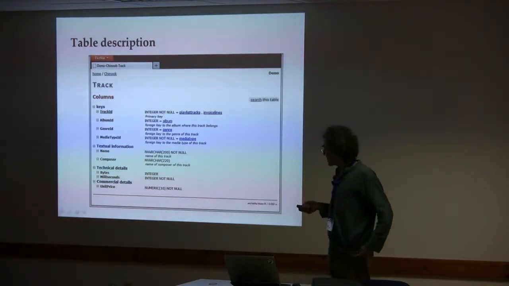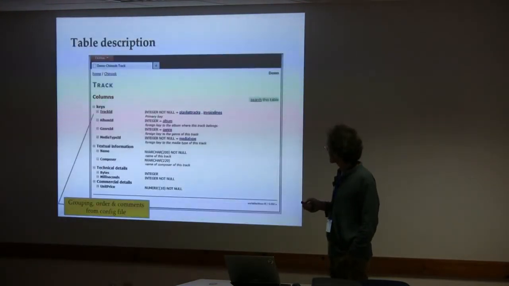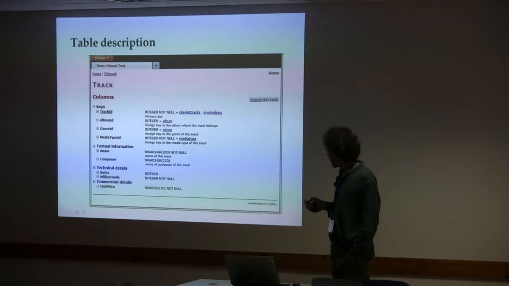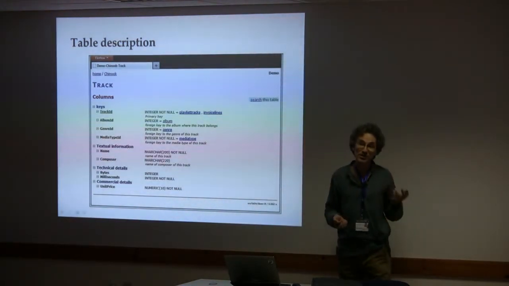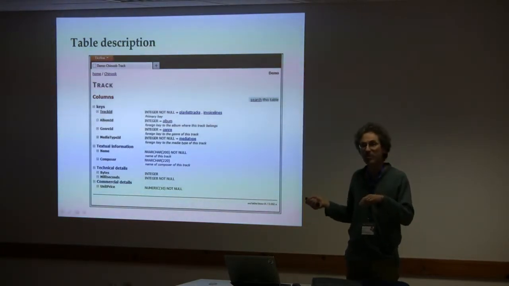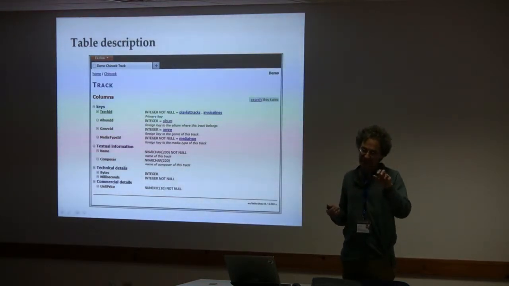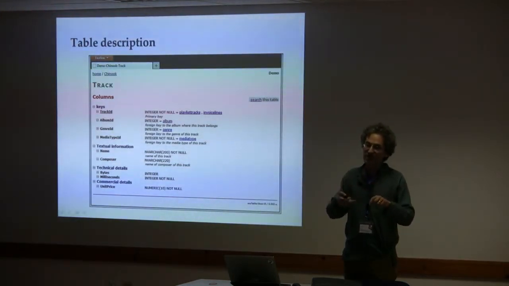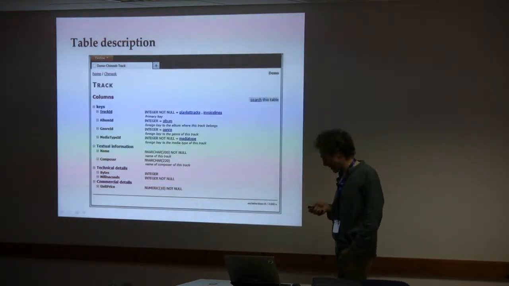Another thing we have here is hyperlinks. Oh, sorry, I pressed the wrong buttons. We have hyperlinks to related tables. This information we get from the database schema, that this foreign key is a reference to some other table, and from that we generate the hyperlinks.